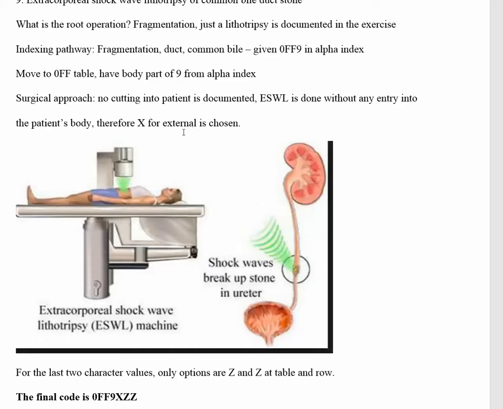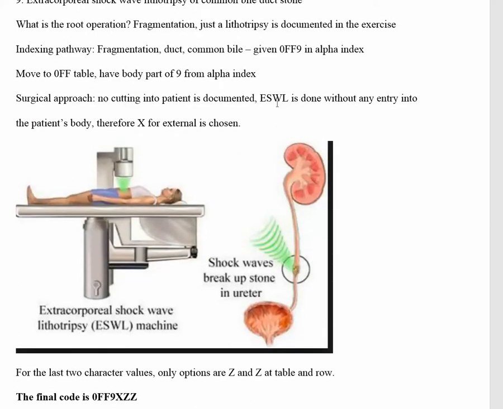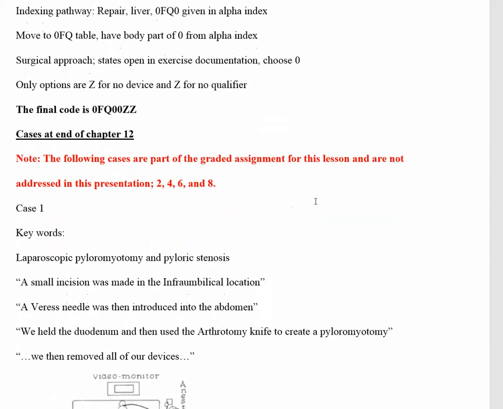So again, you have to look at that particular operative event you're coding. Not all ESWL procedures will just be ESWL. Some of them will have an extra step, which would be an incision into the patient's body. Then that changes things. So don't code all ESWLs to fragmentation just because it says ESWL. You have to look at all the clinical information. In this case, fragmentation is the correct choice based on the clinical information.